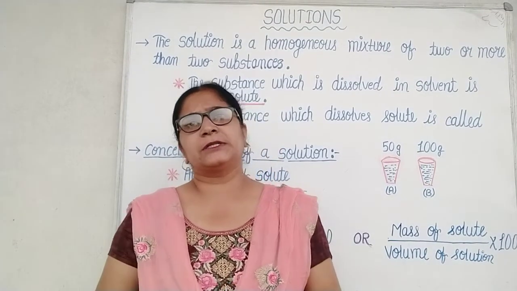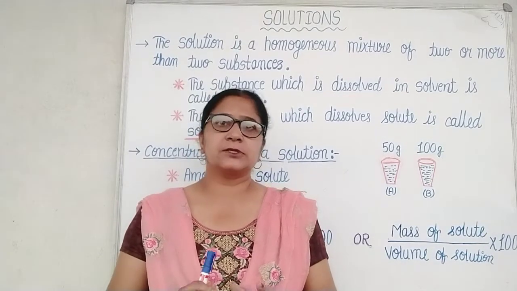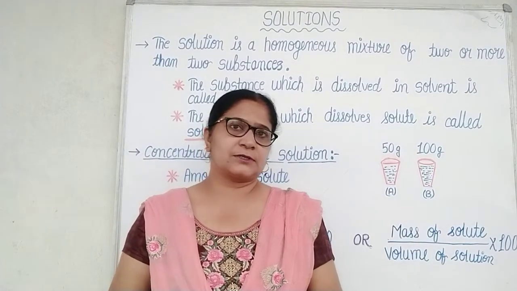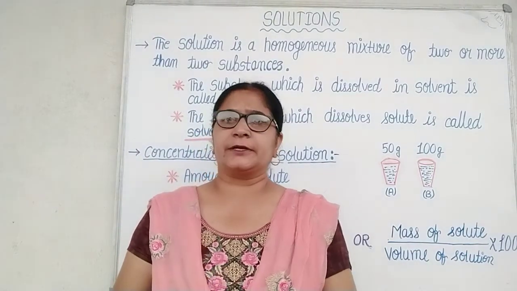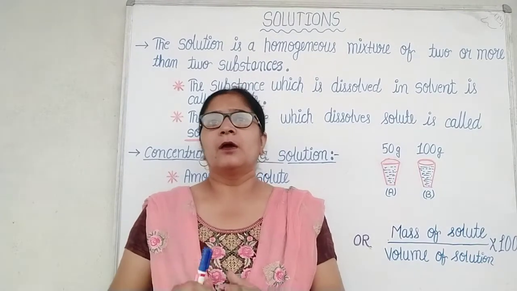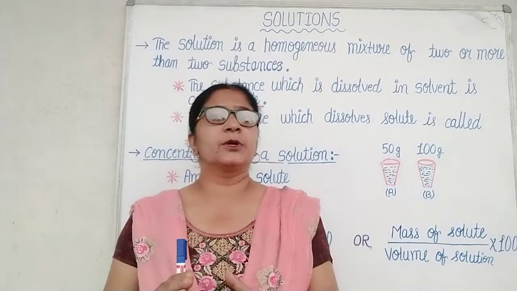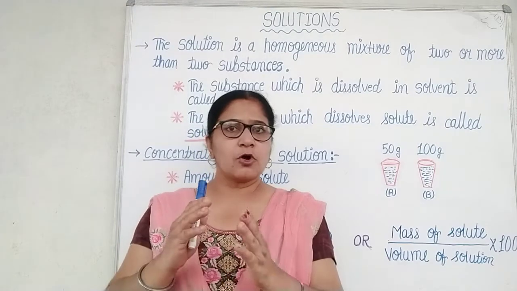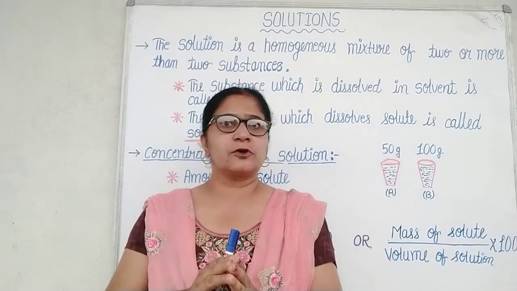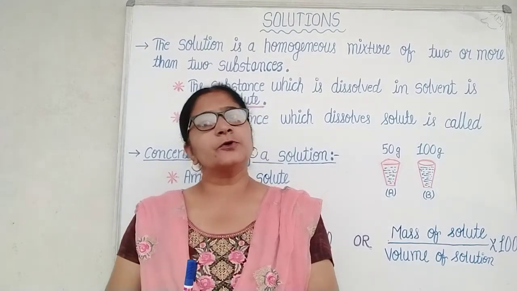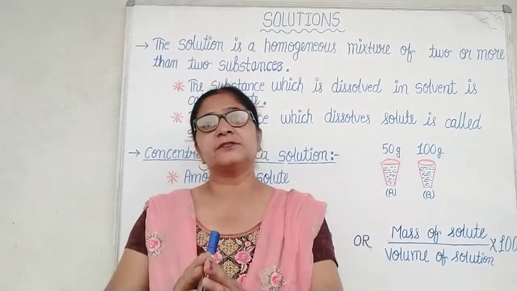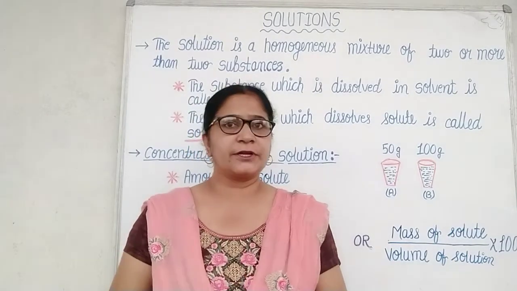Now, examples where the solvent is solid. First, if the solute is solid, for example, copper dissolved in gold. Here copper is the solute, which is solid, and the solvent is also solid, that means gold. Gold is the solvent here.